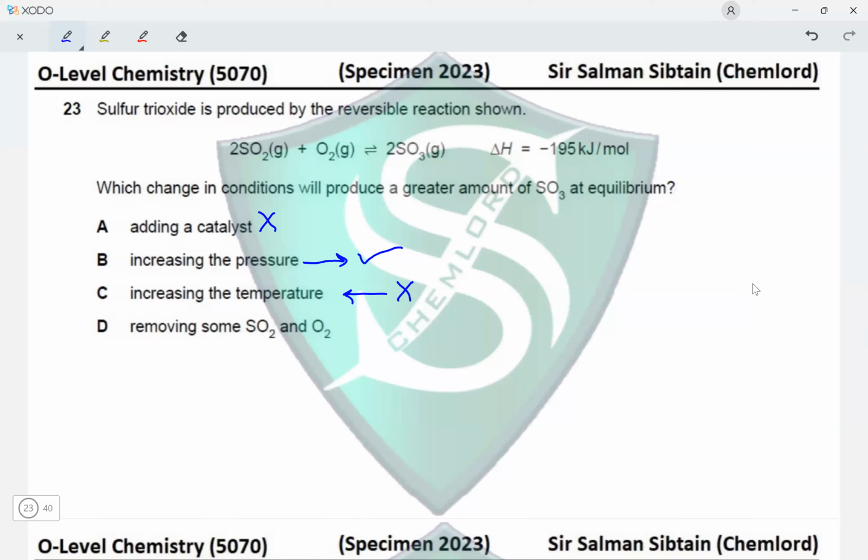And when the concentration of the product increases, the equilibrium will shift towards the left so that the concentration of the reactants can be restored. And since the reaction moves towards the left, the amount of SO3 present at equilibrium would decrease, making this an incorrect option. So for this question, option B is the correct option.